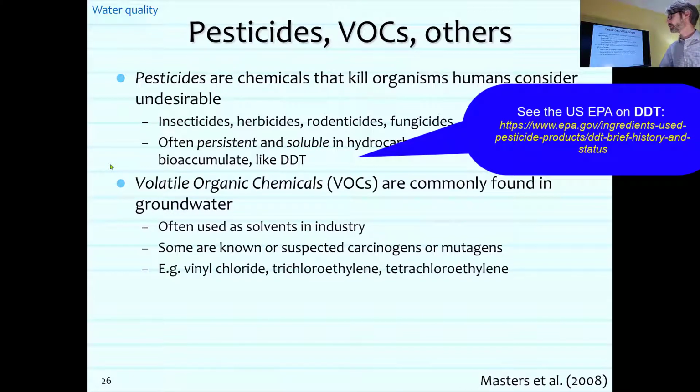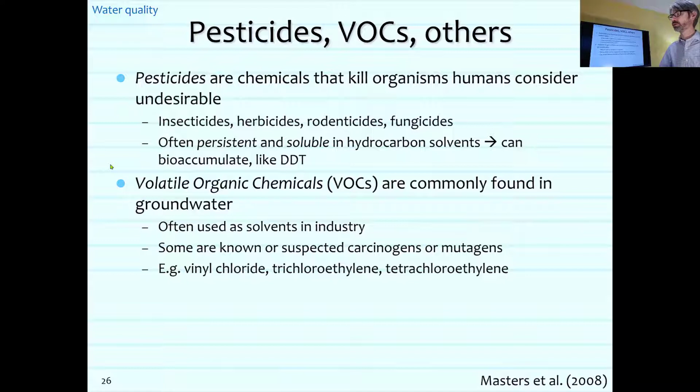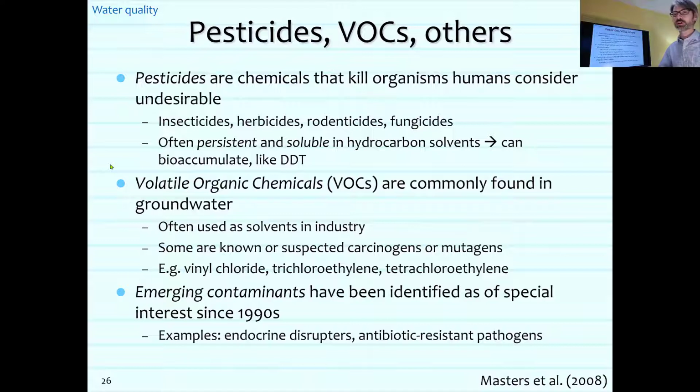Volatile organic chemicals, or VOCs, are commonly found in groundwater. These are often used as solvents in industry. Some are known or suspected carcinogens or mutagens, and some common examples that you may have heard of include vinyl chloride, trichloroethylene, tetrachloroethylene, and so on. We'll talk more about these actually in the groundwater unit later in the course. There are also a class of emerging contaminants that have been identified as of special interest since the 1990s. These include endocrine disruptors or antibiotic-resistant pathogens.